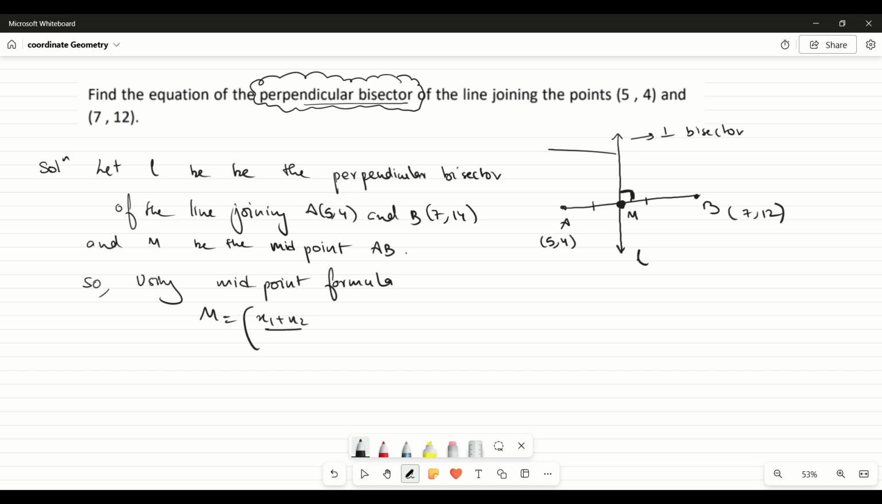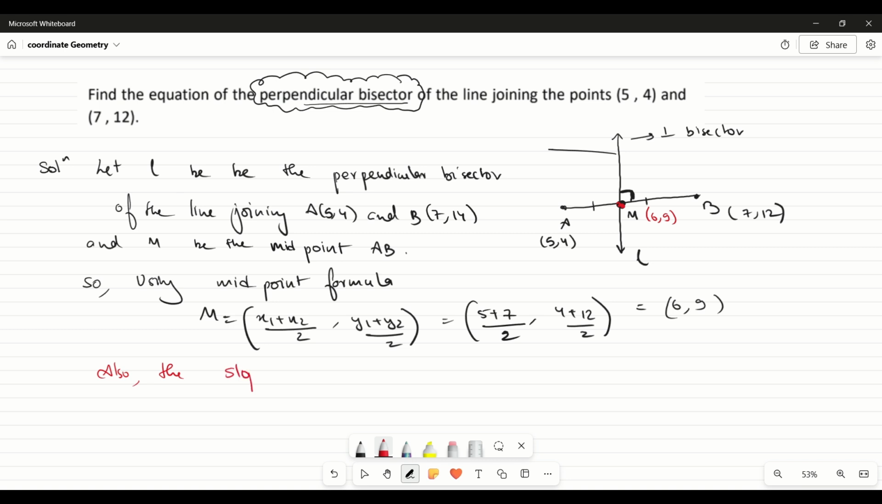what will be the midpoint M? So M equals ((x1 plus x2) by 2, (y1 plus y2) by 2), which can be written as ((5 plus 7) by 2, (4 plus 12) by 2), which is (6, 9). So that means the coordinates of M will be (6, 9). So we are done. We found a point of the line, the perpendicular bisector. Now we need to work for the slope.